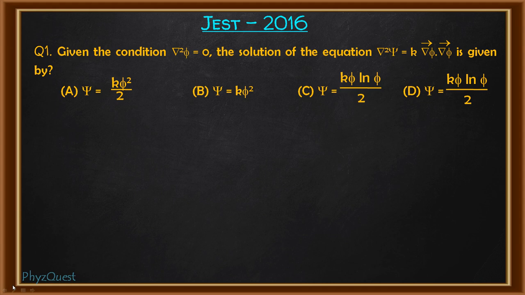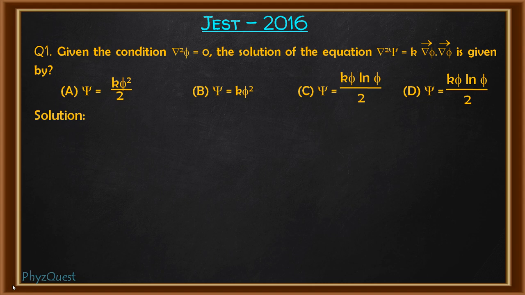So in the year 2016 one question came from vector calculus. The question was: given the condition del square phi is equal to 0, the solution of the equation del square psi is equal to k gradient of phi dot gradient of phi is given by which of the 4 options? We need to choose the correct option. So let's get started with the solution.